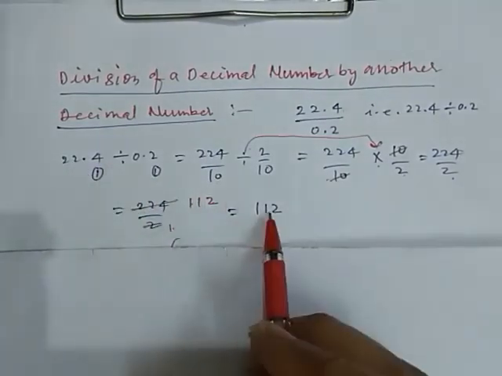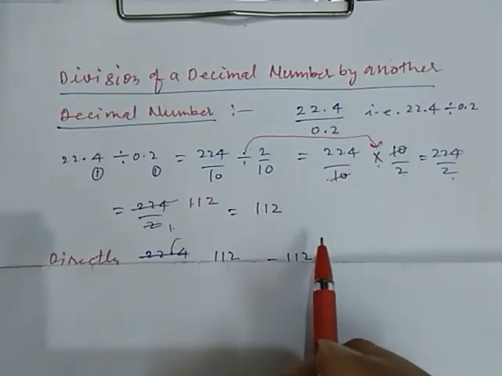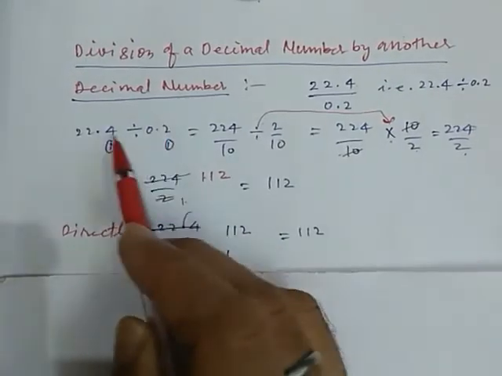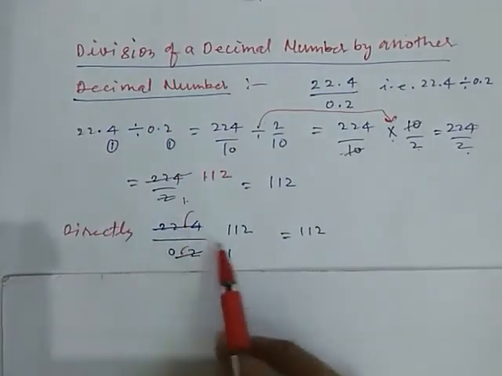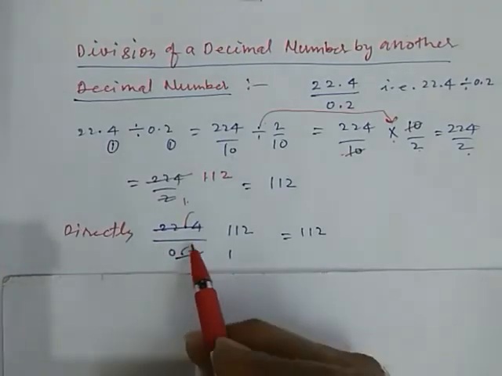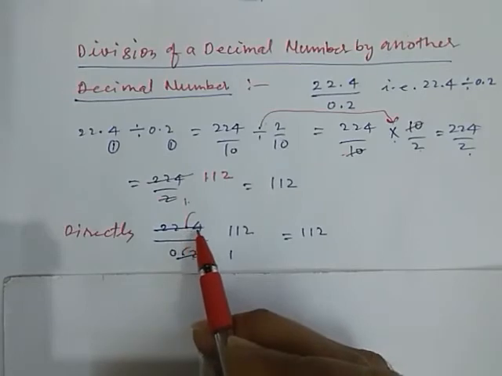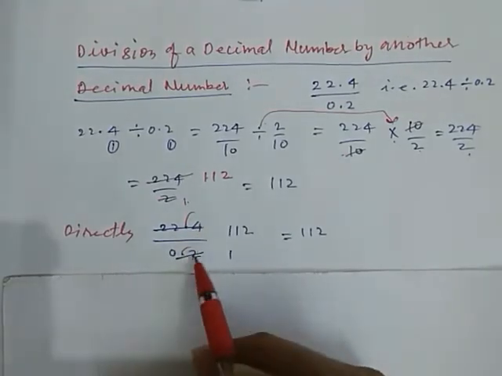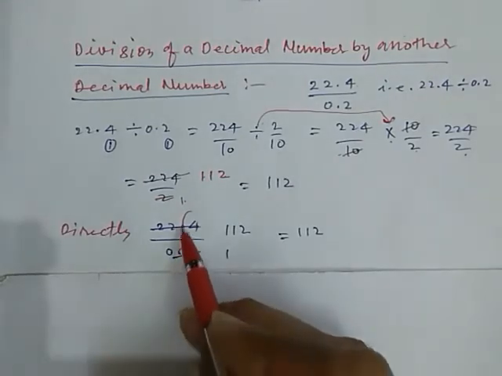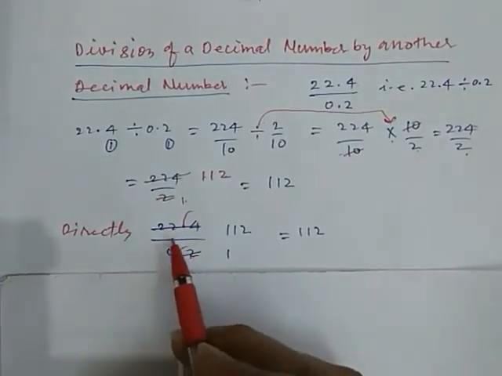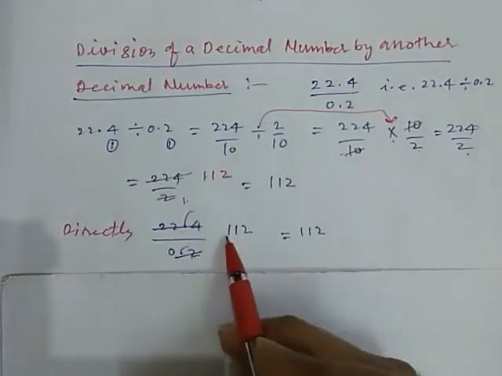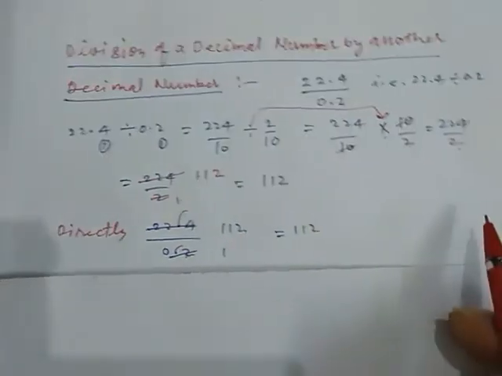If we perform this directly, what do we have to do? Directly we just put both the numbers one by another, and make the digits after the decimal equal. Here they are already the same, digits 1 and 1, so we cancel the decimal and this reduces to 224 by 2. Now divide by 2, so we get 112 directly.